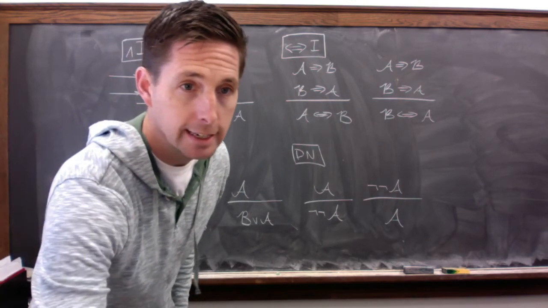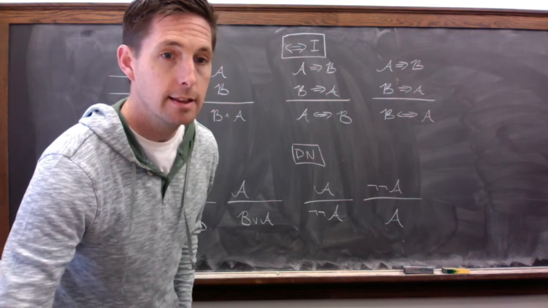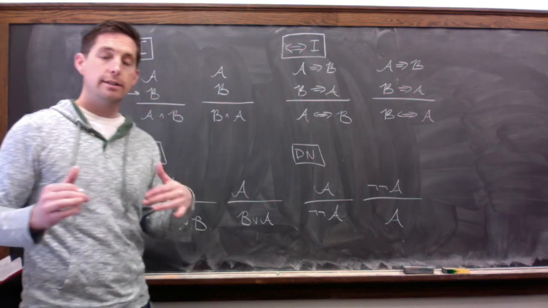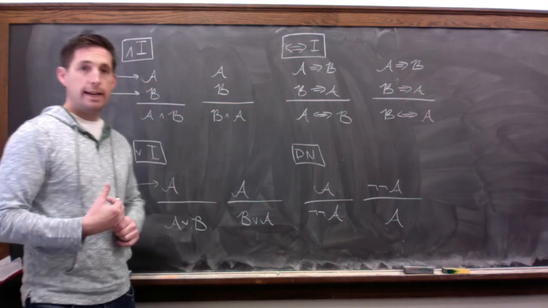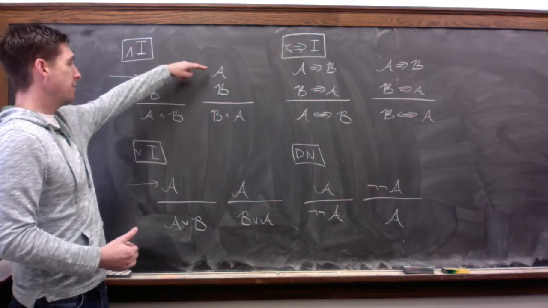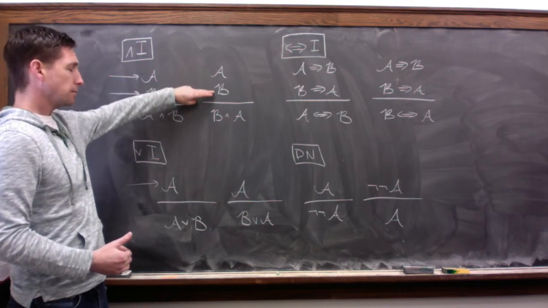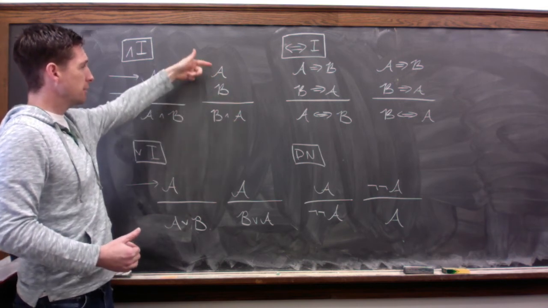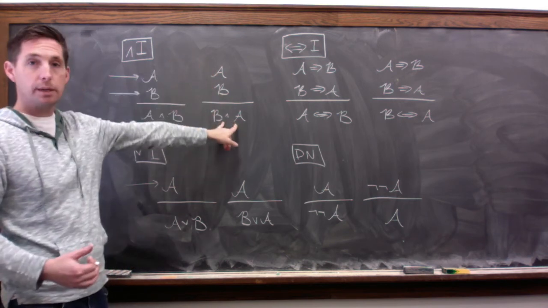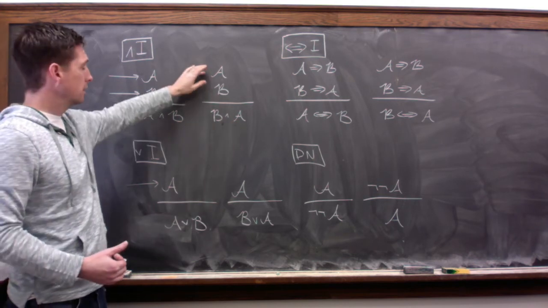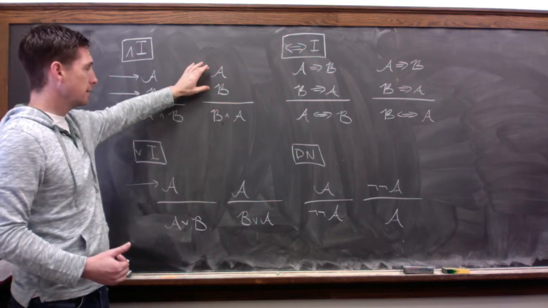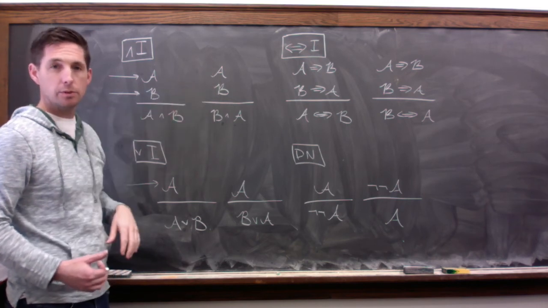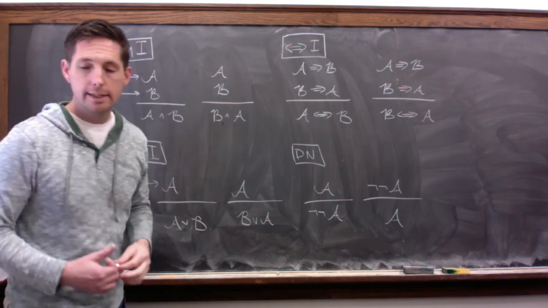The second thing I'd like you to keep in mind is that the order of our premises is completely irrelevant. That is, if I have A and then I have B, I can write down B and A. But if it was B first and A second, I could still write down B and A. These rules are not telling us the order in which the premises must come, but rather just that you must have those premises available to you. So order is completely irrelevant.